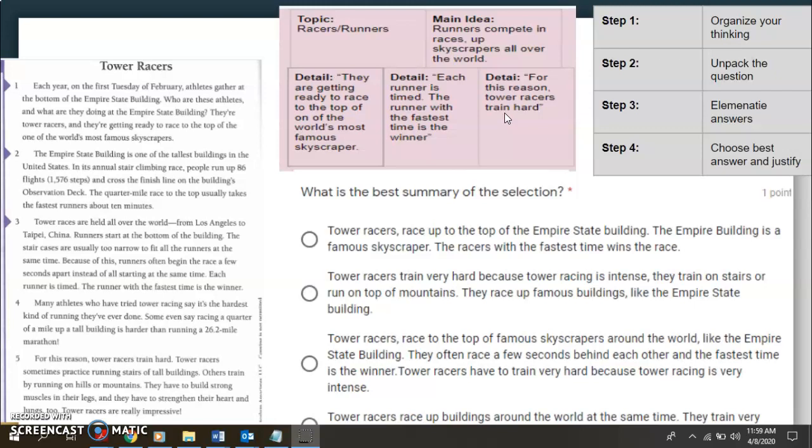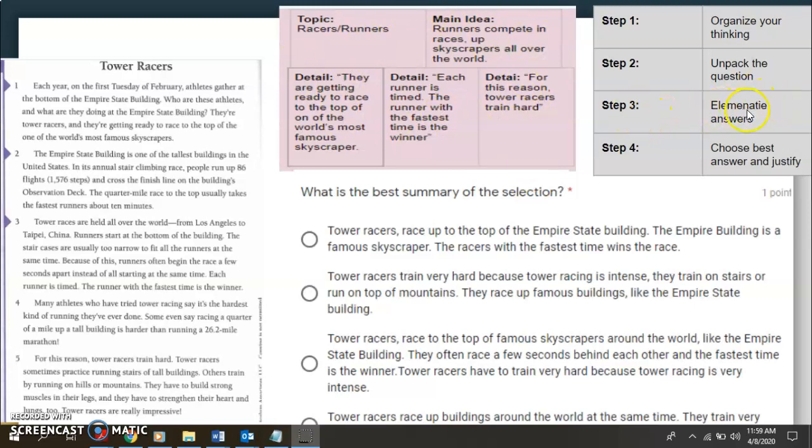and last. Now my second step is to unpack the question, which means I'm going to look at the question and figure out what the question is asking me to figure out. And it says, what is the best summary of the selection? Well, I need to find the summary of the selection. And remember, selection means the whole text. So I want to find what the whole text is about, with details that are important, in logical order. So I'm going to use this to help me figure it out.